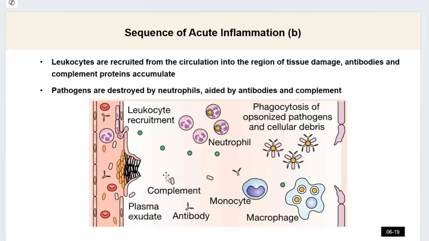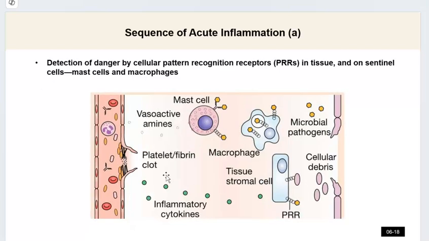So this one in your book is under figure 6.10. This is the sequence of inflammation. So this is A, and this is describing the detection of danger. So this has happened. The wall has been damaged. This wall has opened up with the epithelial and allowed all of these things. Our PRRs, pattern recognition receptors in the tissues, have been activated. The macrophages and the mast cell and all of these things are now being triggered.